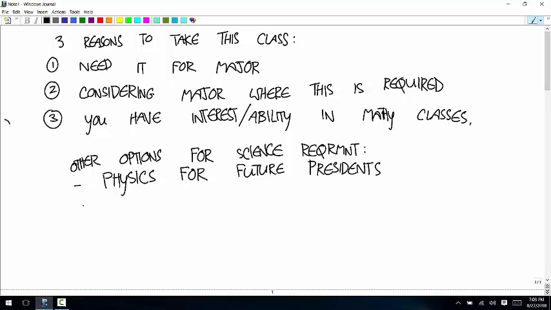And then the other one is called Observational Astronomy. Both of these just have less math.